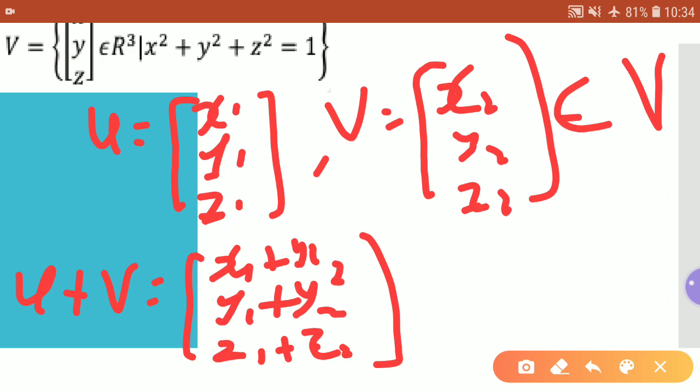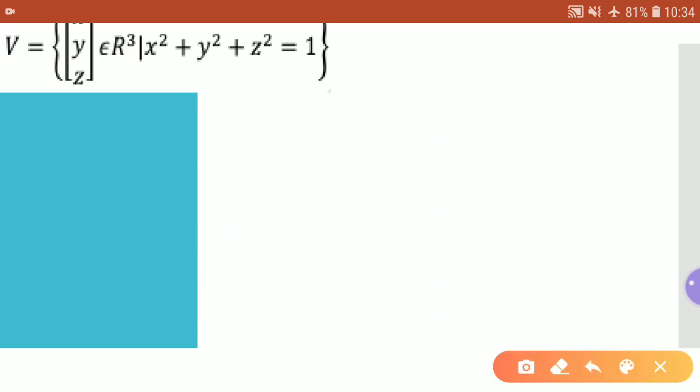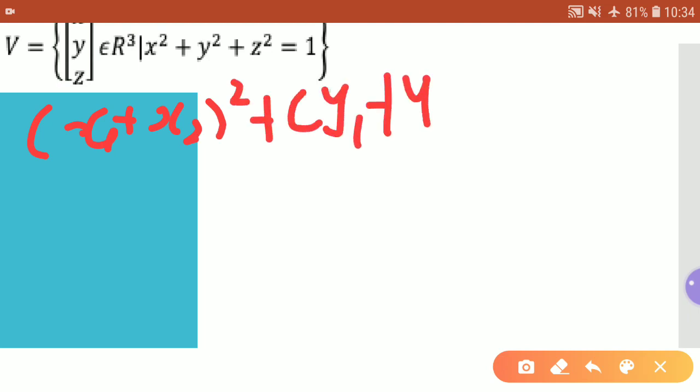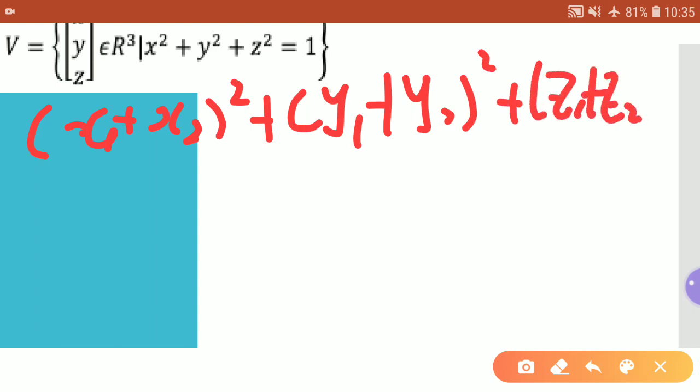Okay, so we'll consider the addition (x1 + x2)² + (y1 + y2)² + (z1 + z2)². We need to check whether it is equal to 1 or not. If it is 1, then only it will belong to the set V. So let us consider this addition: if this is equal to 1, then only this will be a member of V.